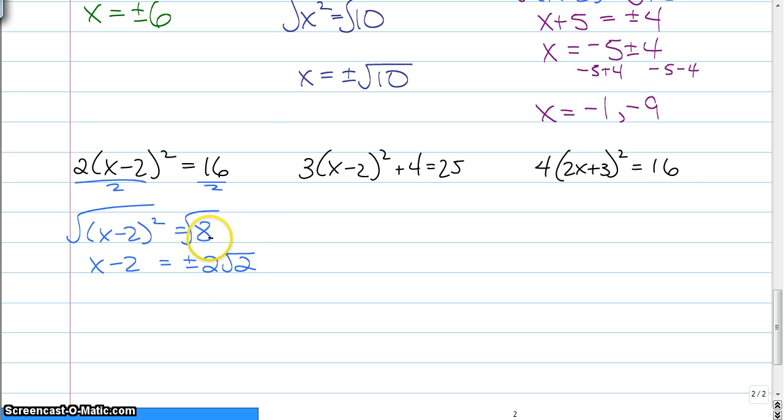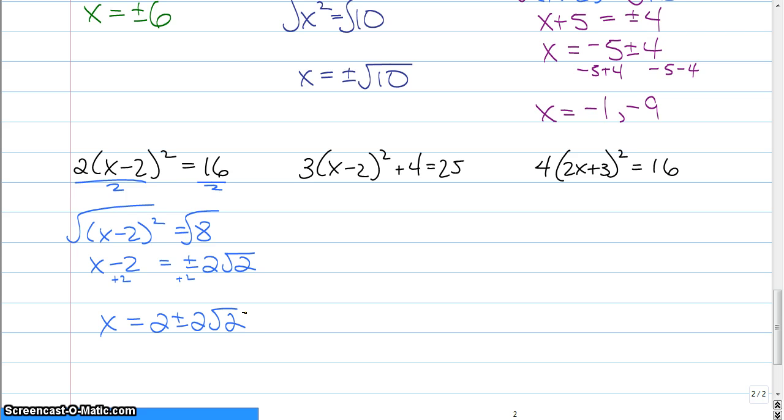Remember, you must simplify the 8. Don't forget the plus or minus. And this just might be the spot you really didn't know what to do from here. All you have to do is add 2 to both sides and keep the 2 in front. Your final answer is x equals 2 plus or minus 2 root 2. And yes, you leave it like that. Get used to it. Your answers are going to be ugly from time to time. So you just leave it alone.